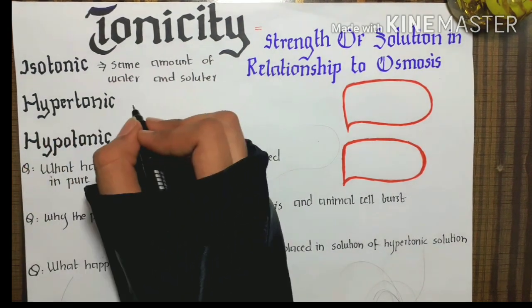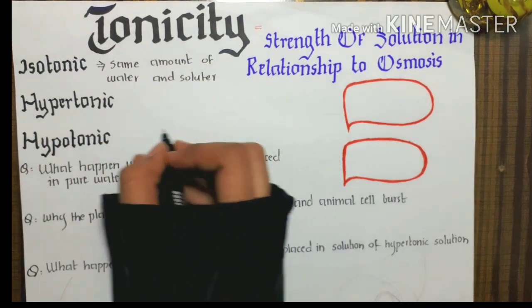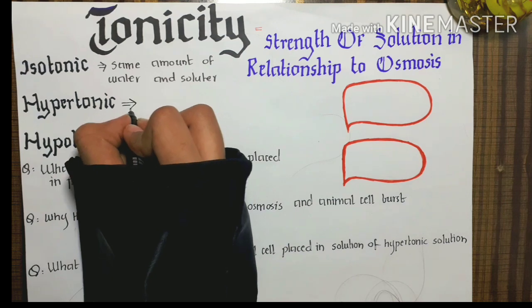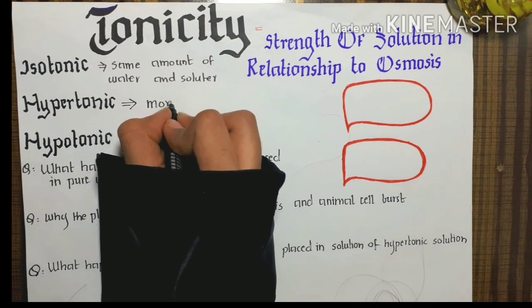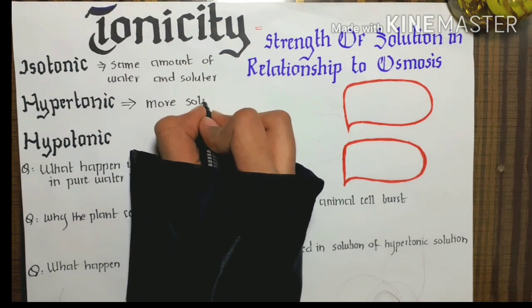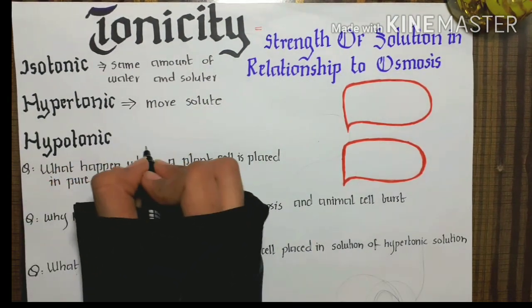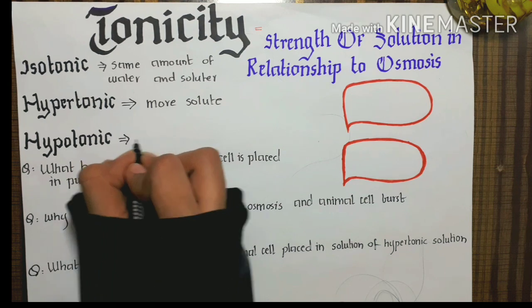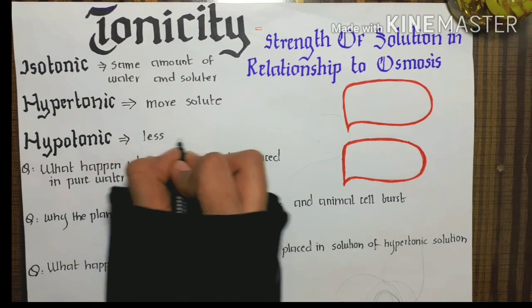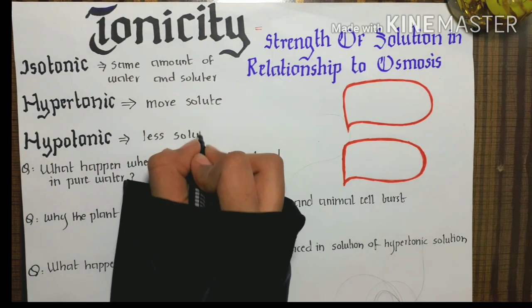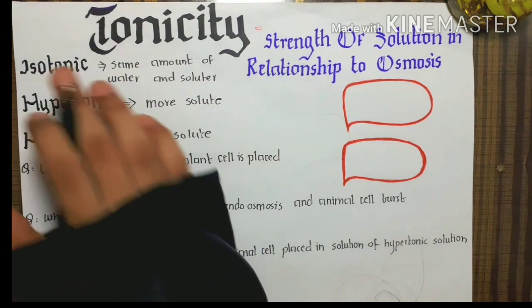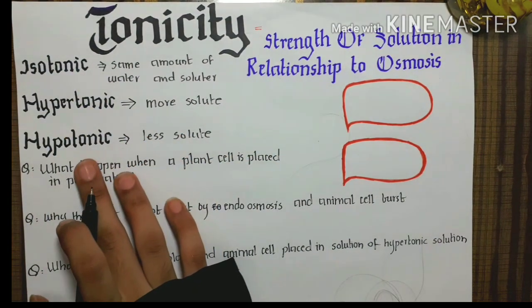Hyper means more. So what is more? It is the more concentration of solute. So we can write as more solute. And what is hypotonic? Hypo means less. So lower solute or less solute. So what we have learned are the three main terms of tonicity: isotonic, hypertonic and hypotonic.